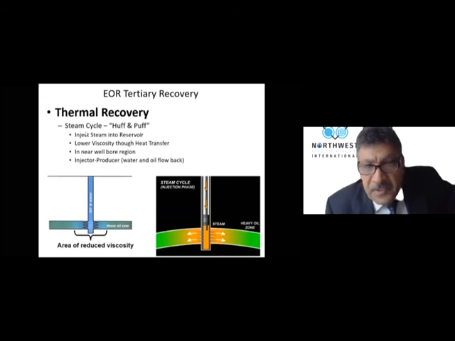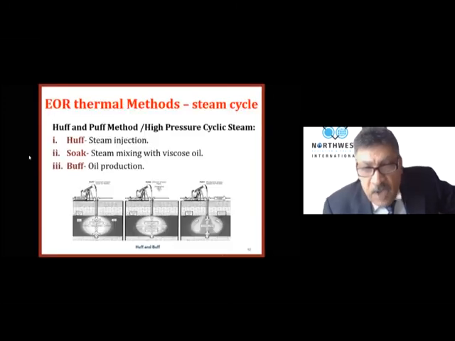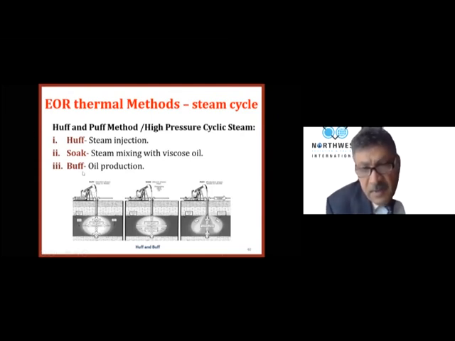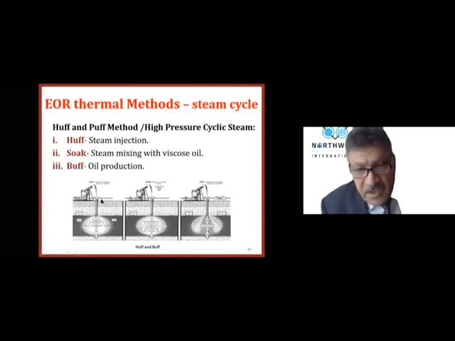So we have steam cyclic, huff and puff, which is 3 stages like this slide here. You have a steam generator on the surface, and make the pressure of the steam around 70 bar and push it inside the rock, inside the well. You keep injecting steam maybe for 5 days or 7 days. They close the well, and go home.